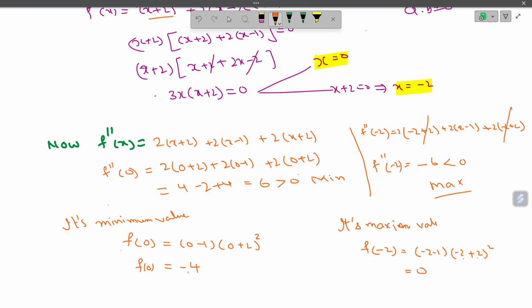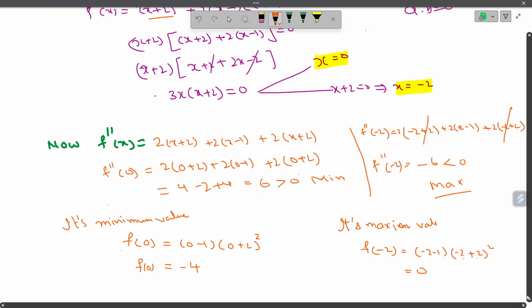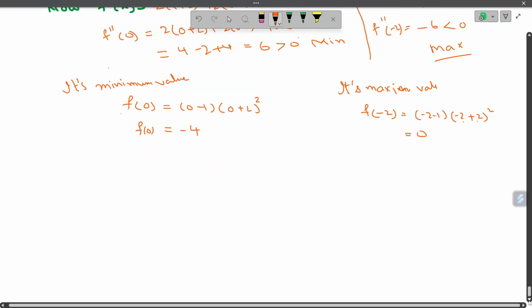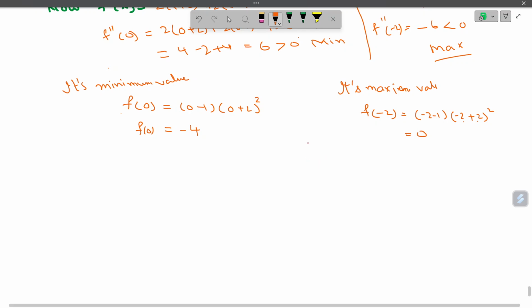Minimum value is negative 4. Negative 4 is much less than 0. Please make a note. 0 is greater than any negative number. Whatever be the number, it will be greater. That's it.